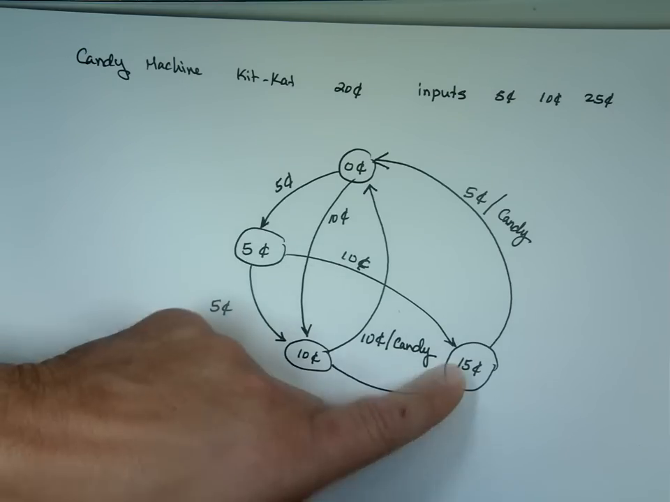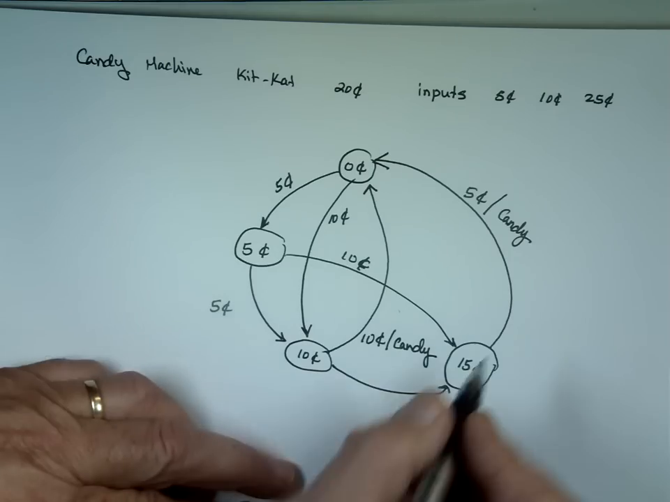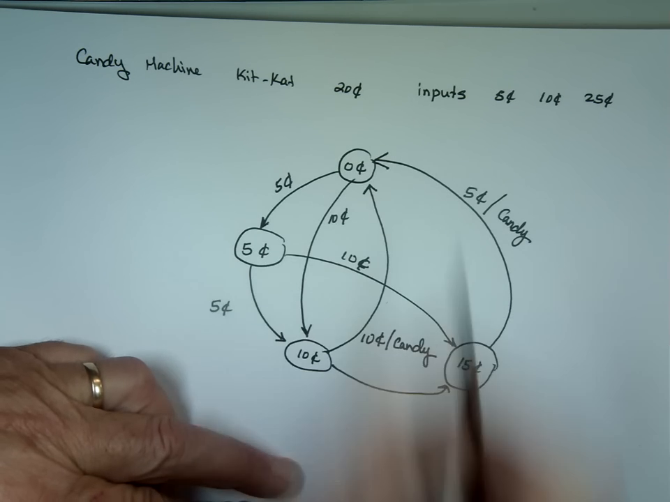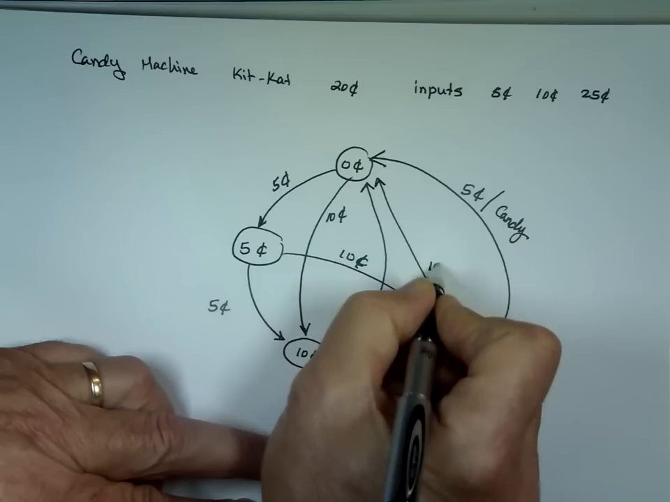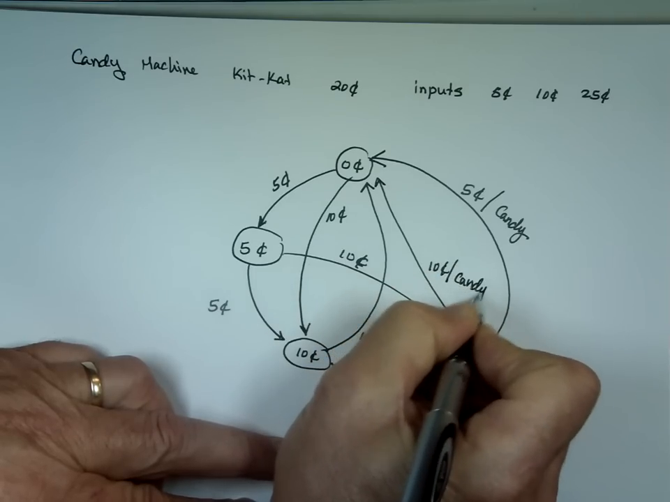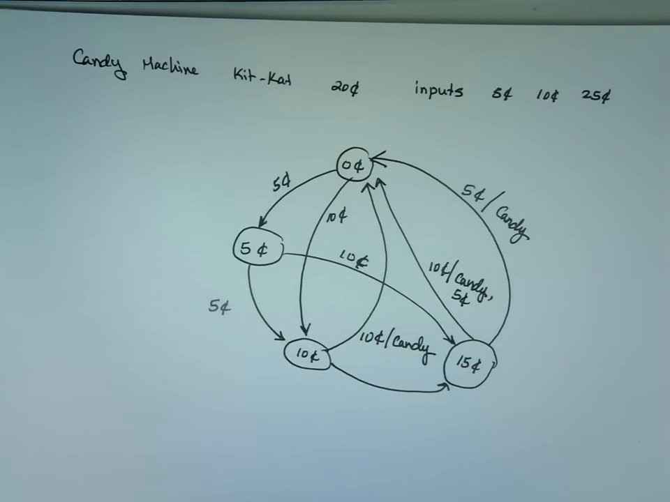What about if you were at the 15 cent state and now you put 10 cents or 5 cents? We did the 5 cents. If you put 10 cents, you go right there. You get what? Candy and what else? You have to get 5 cents back because you're at 25 cents.